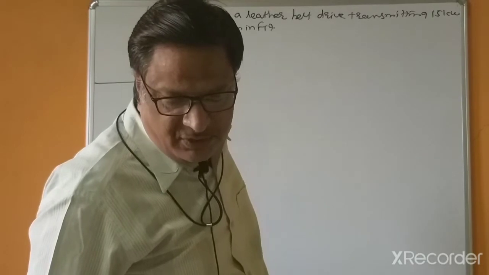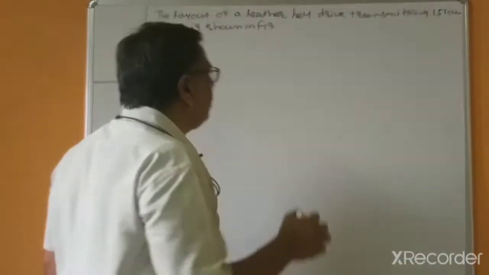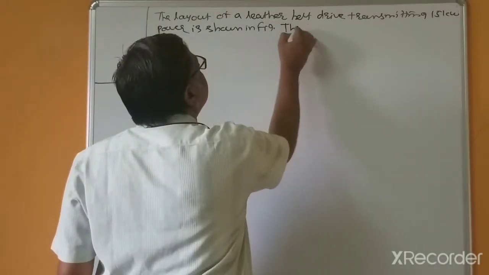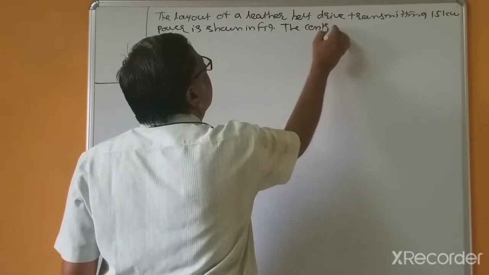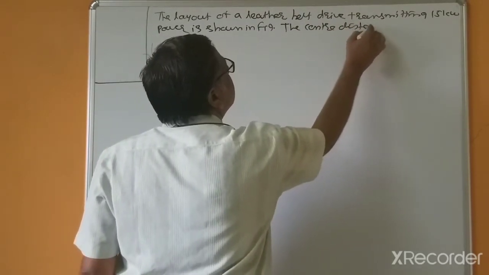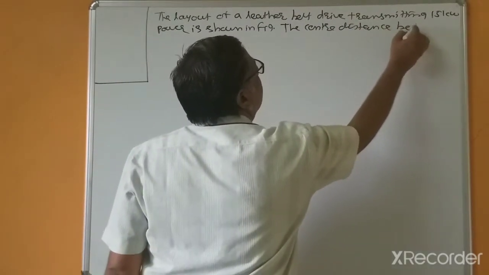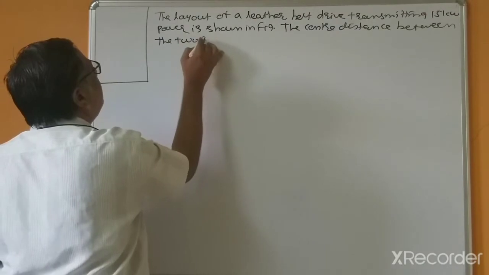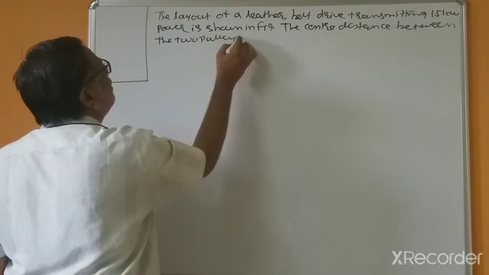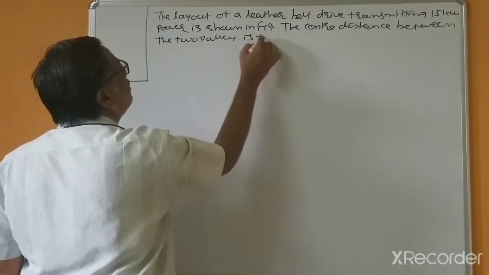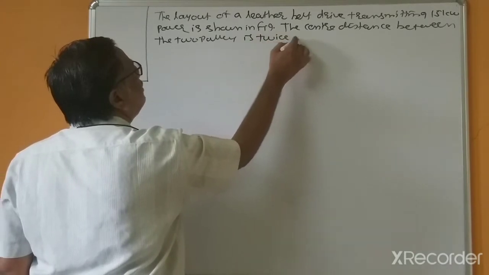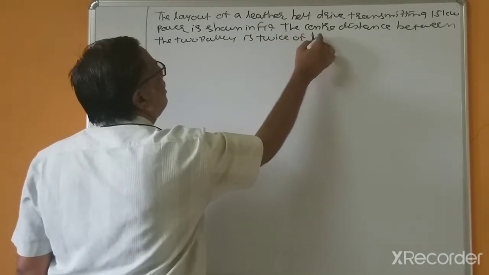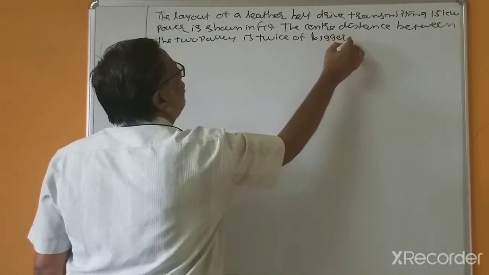The center distance between the pulleys is twice the diameter of the bigger pulley.